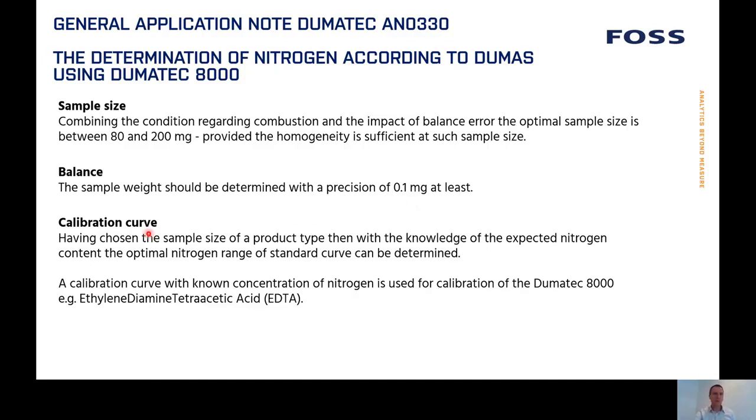Calibration curve: you need to do a calibration curve before the sample is introduced. I'll go through an example later. If you know the sample, then the sample type should be within the calibration range, of course. As a standard, EDTA is supplied for the Dumatec, and it's used for most instruments in the industry. This EDTA can be used as a standard, where we know the nitrogen content of this compound.